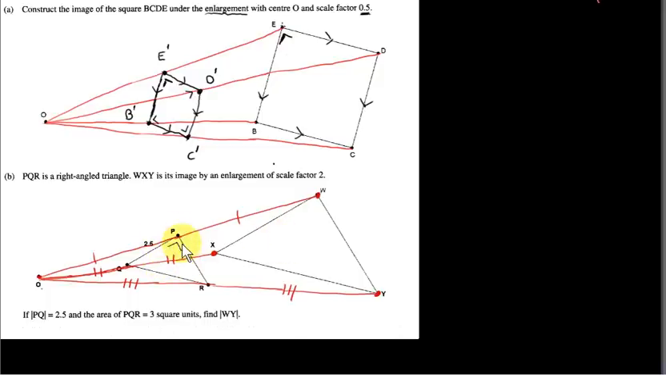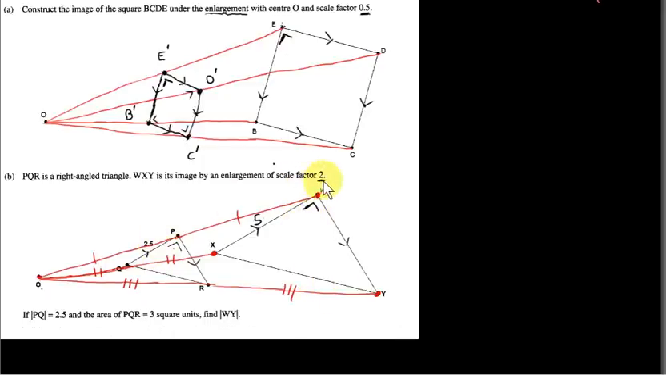Enlargements preserve angles. Angles aren't affected. So the angle between QP and PR won't change. So the image of QP is the line XY. By the way, QP will be parallel to XY. The image of the line PR is WY. PR will be parallel to WY. And the angle between QP and PR is 90 degrees. So the angle between XW and WY will be 90 degrees. That won't change. So triangle WXY is a right angle triangle.